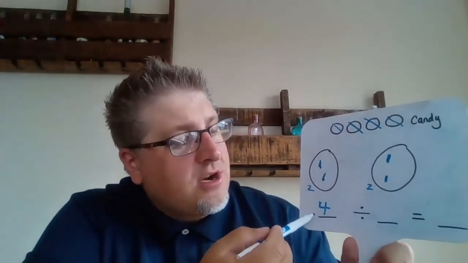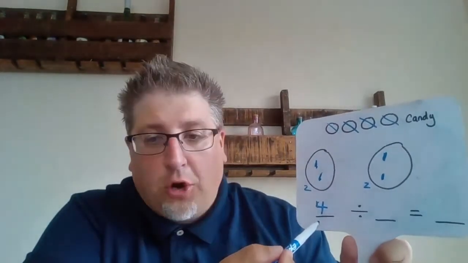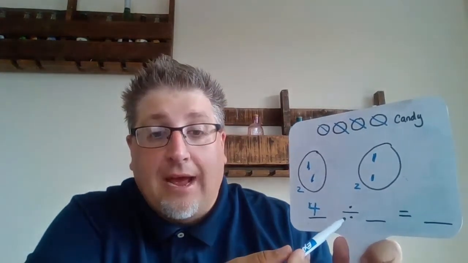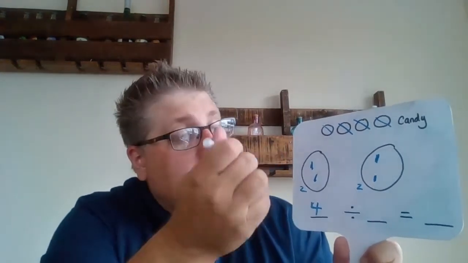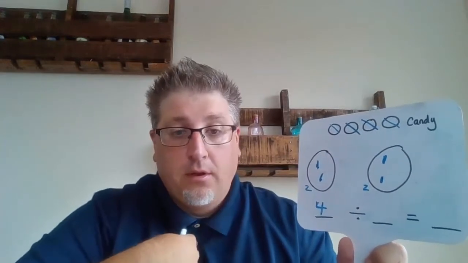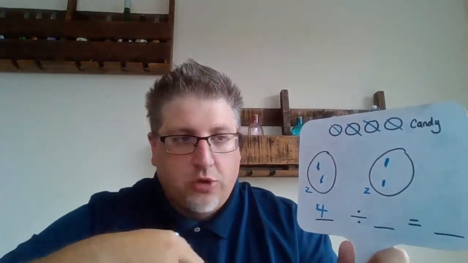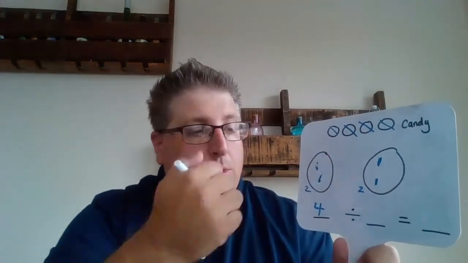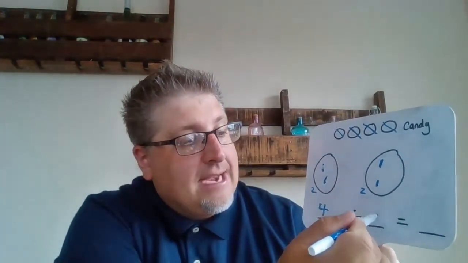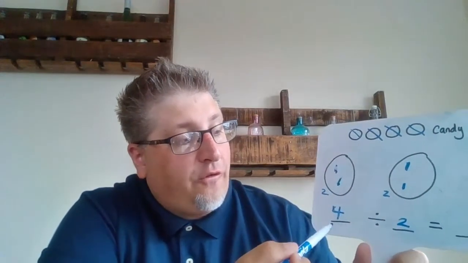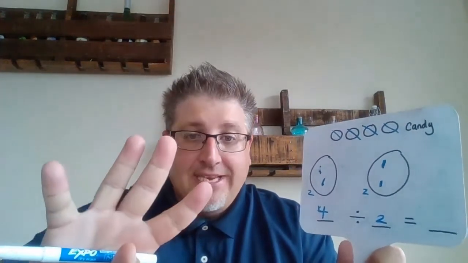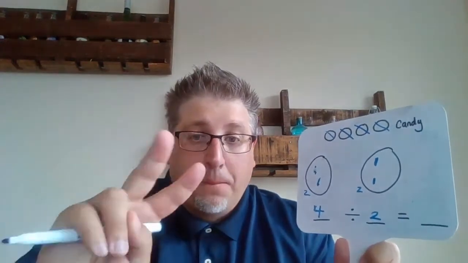So our second step: we know we have 4 pieces of candy. Now we're going to divide it by how many groups we have. How many groups do we have? We have 1 group and 2 groups. Remember, we're dividing into 2 groups. You were a group, I was a group. So we divided it into 2 groups. So 4 divided by 2. 4 pieces of candy divided by 2 people.